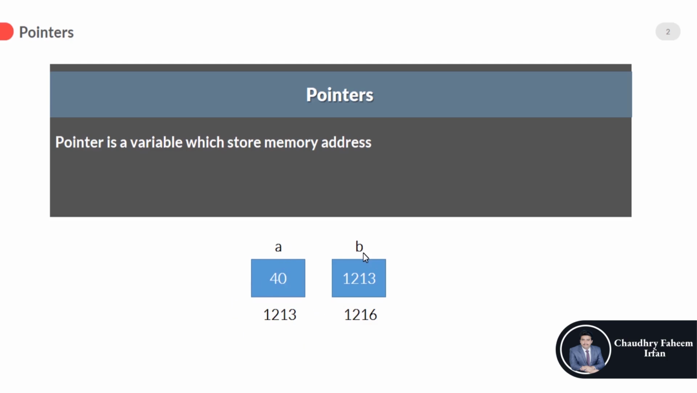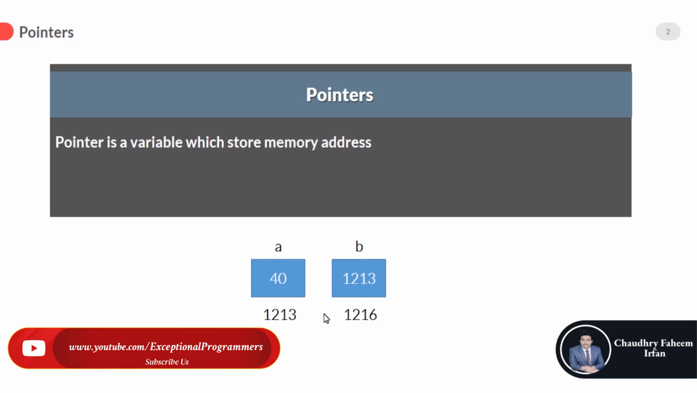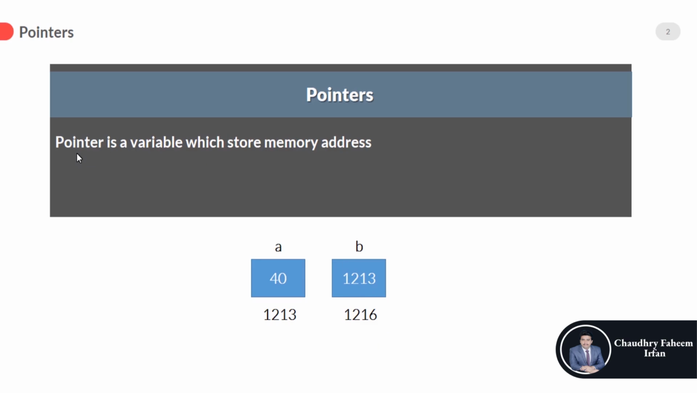Same case with B, but B contains the address of the variable A. So B is a pointer variable which is pointing toward a variable. The address of B is 1216, but the value of B is an address. So the definition is: a pointer is a variable which stores a memory address. B contains a memory address. That's why it is a pointer variable.